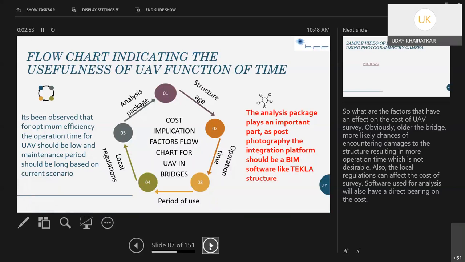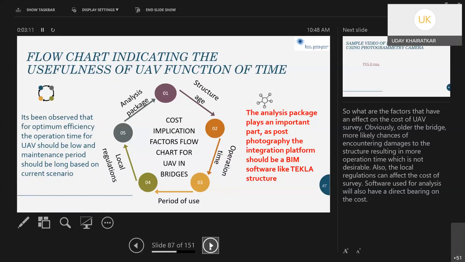So what are the factors that have an effect on the cost of the UAV? Obviously, the older the bridge, the more likely the chance of encountering damage to the structure, resulting in more operation time, which is not desirable. If you are inspecting a very old bridge, then probably it'll take more time for us to inspect, and it is not cost effective.